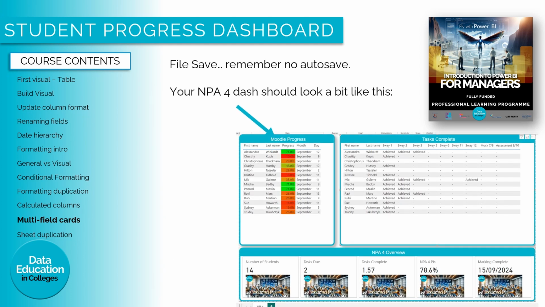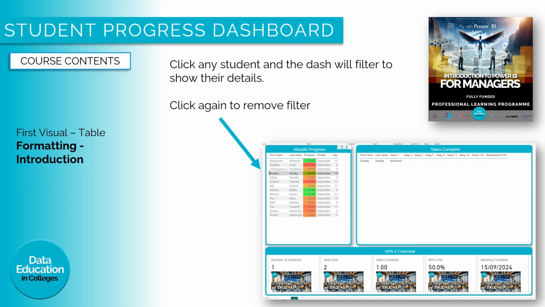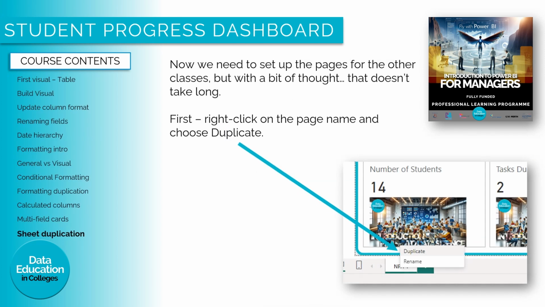File save, and your dash should start to look like that now. Click any of the students within Moodle Progress or anywhere you like on there, and the whole dash will filter to give you details on there, and just click again to undo it.